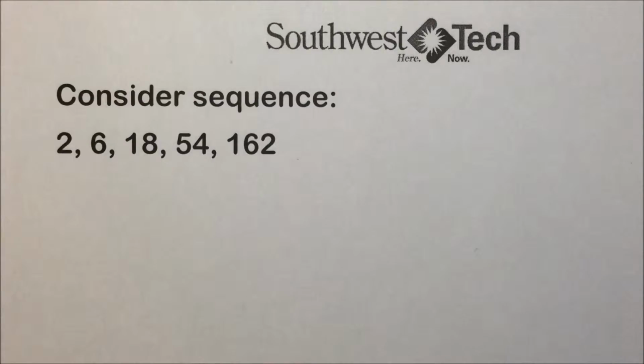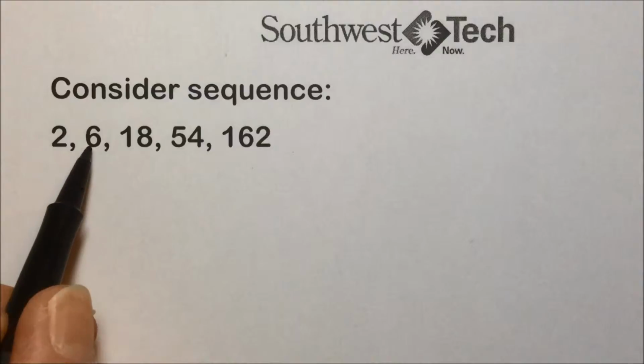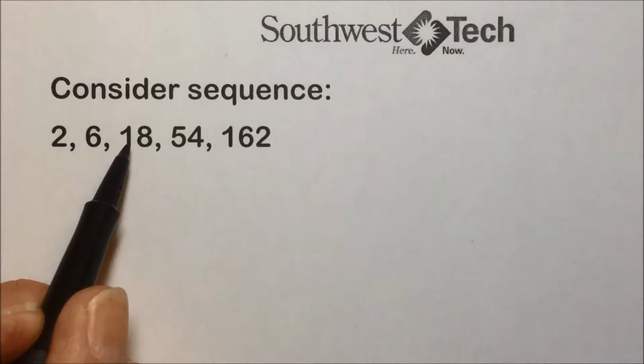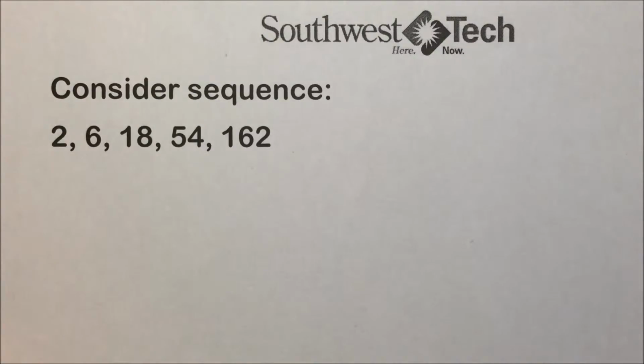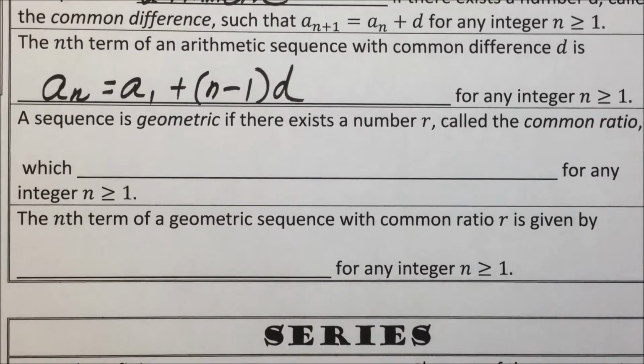If we multiply each term by 3, 2 times 3 is 6, 6 times 3 is 18, and so on, the multiplier is called the common ratio because it is found by dividing any term by the preceding term. This is known as a geometric sequence. And here we have the formal definition.